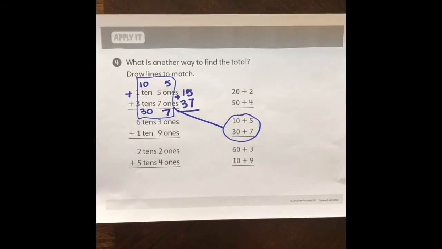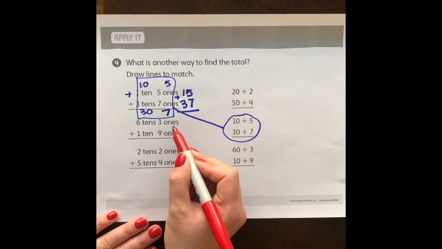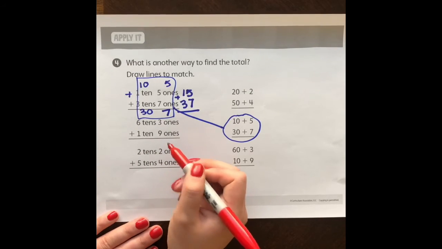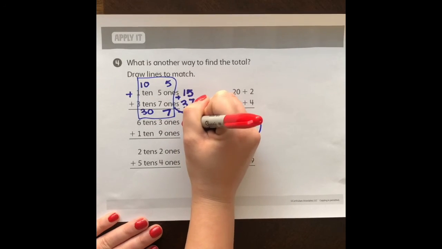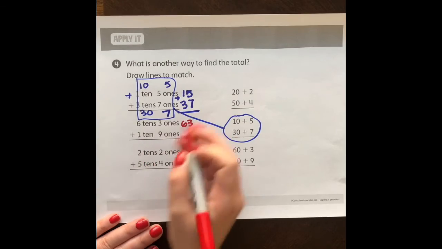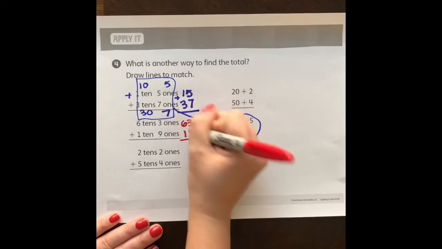And I'm going to change colors for our next one so we don't get confused, okay? So our next problem, 6 10s, 3 1s, or 1 10, 9 1s. Well, we know there's going to be a 6 in the 10s place and a 3 in the 1s place. That makes 63. And we know on the bottom there's a 1 in the 10s place and a 9 in the 1s place. We know that makes 19.